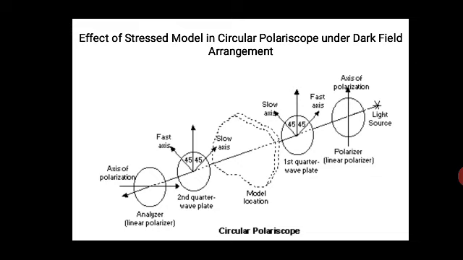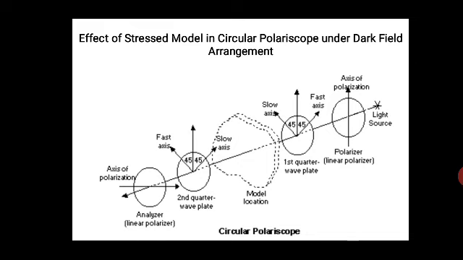The fast axis of the first quarter wave plate and the slow axis of the second quarter wave plate are kept parallel. Remember this point, because only by this condition can the light emerge onto the analyzing element. And lastly, the last optical element of the setup is the analyzer, which is kept crossed with respect to the polarizing element. This arrangement is called a circular polariscope with a dark field arrangement.